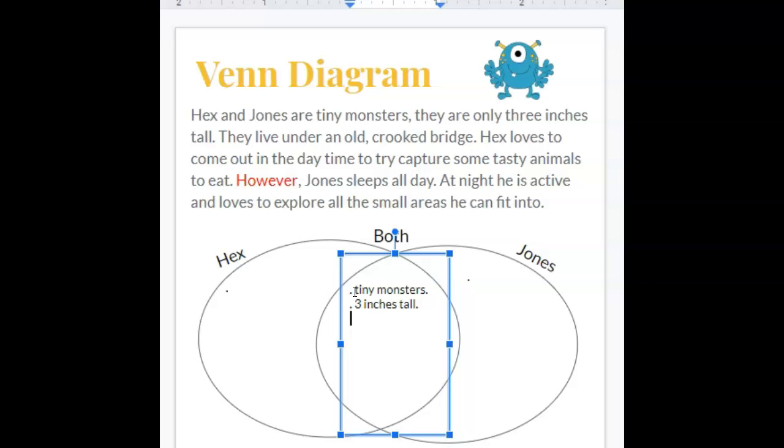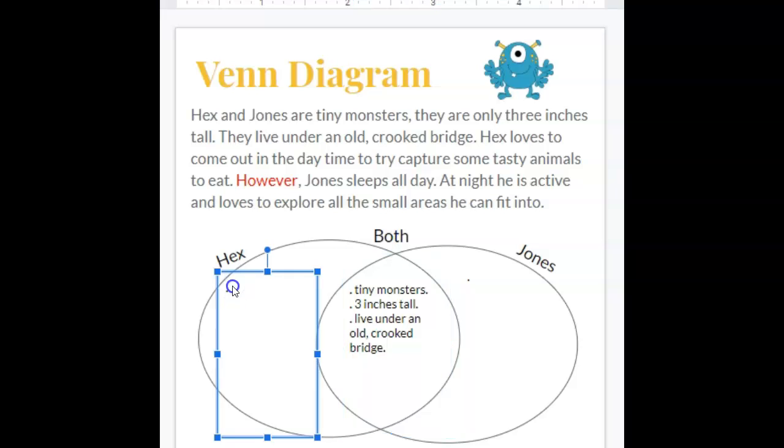They live under an old crooked bridge. Okay, both of them live under an old crooked bridge. Okay, Hex loves to come out in the daytime. So this, it's not saying both or it's not saying they, it's saying Hex. So loves to come out in the daytime. And he tries to capture some tasty animals to eat. So Hex tries to capture some tasty animals to eat.